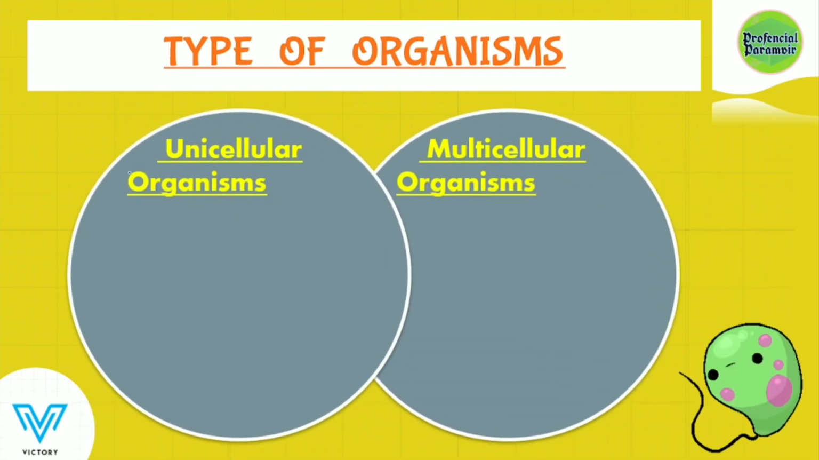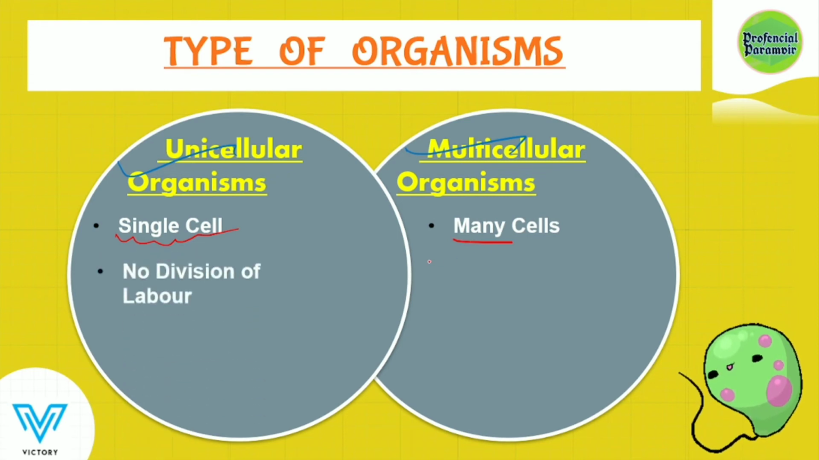Now let us come to the last topic for the day, that is types of organisms. There are two types of organisms, unicellular and multicellular. Unicellular organisms are made up of a single cell, and multicellular organisms are made up of many different cells. In unicellular organisms, there is no division of labor. In multicellular organisms, there is division of labor.